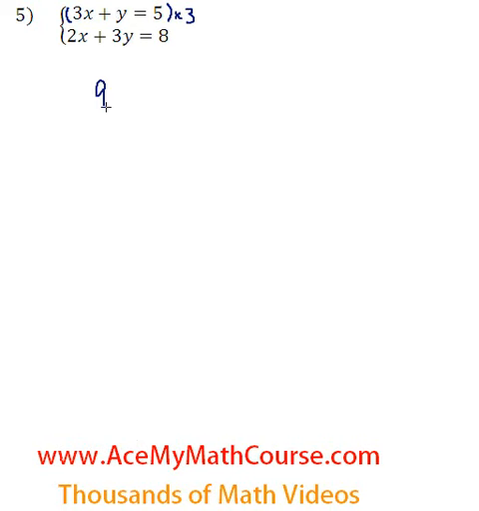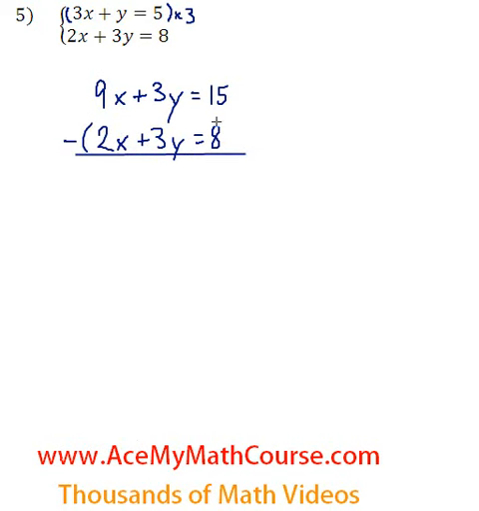3x times 3, 9x. y times 3, 3y. And 5 times 3, 15. And the bottom equation I'm just going to rewrite here, down below. Now I can just subtract them. 9x minus 2x is 7x, 3y minus 3y is 0, so they are eliminated. 15 minus 8 is 7, and 7x equals 7, so I can divide both sides by 7.